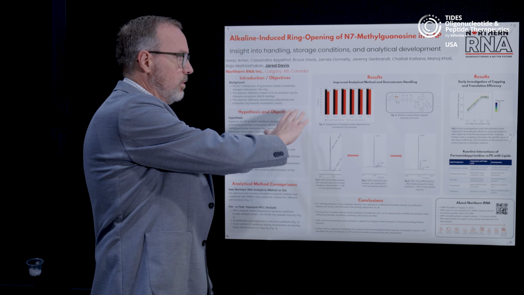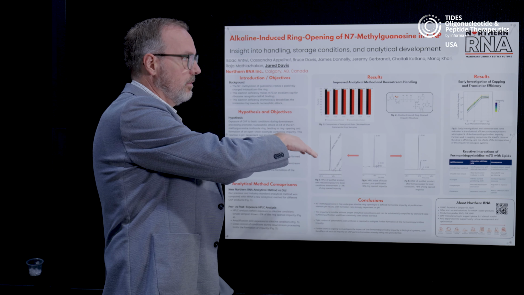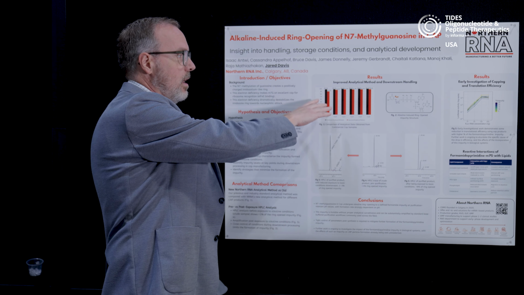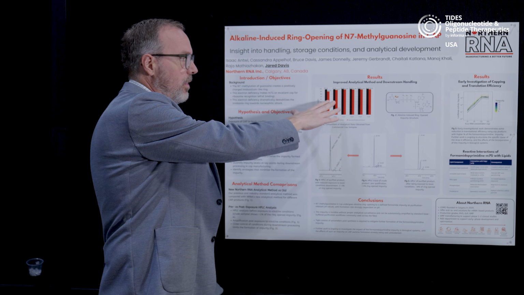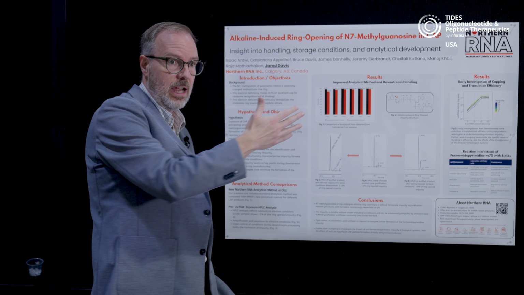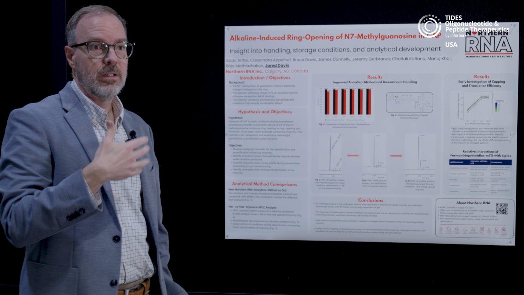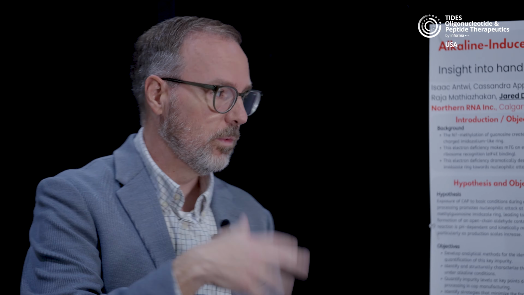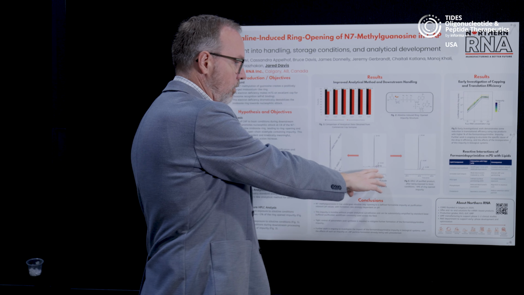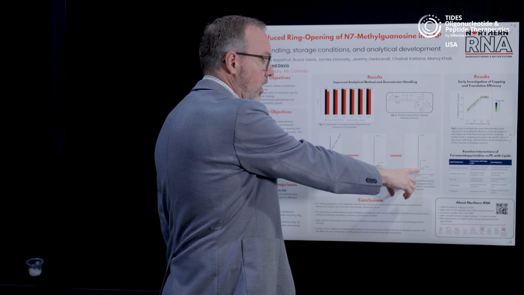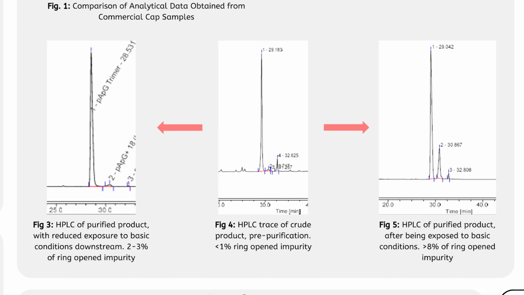And so what we've done is we've looked at several different lots of commercially available cap, and when we use the old methods, it shows 98 to 99% purity, whereas with our new method, we see anywhere from 90 to 95% purity. So we're definitely able to see this impurity now where we weren't before. And here's an example of where we're seeing this impurity. Again, it elutes very closely to the main peak, but we're getting good baseline separation.